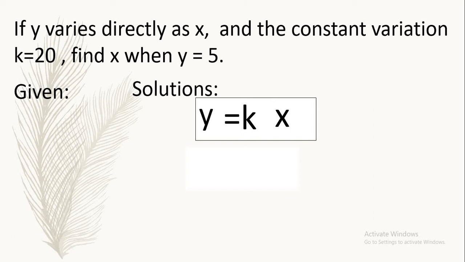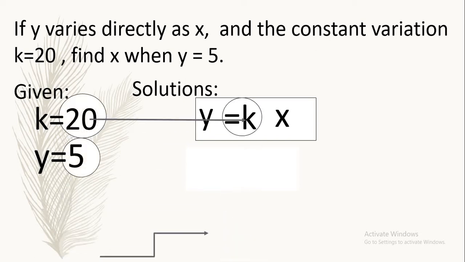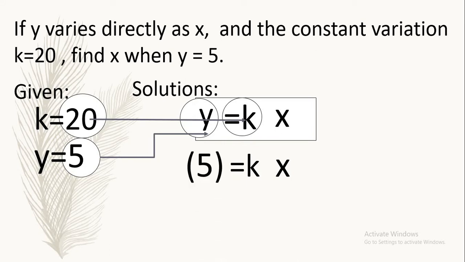If y varies directly as x and the constant of variation k is equal to 20, find x when y is equal to 5. So given natin is k is equal to 20 and y is equal to 5. So if you notice, ang hinahanap naman natin ngayon is x. So madali lang naman mag-substitute kasi dalawang numbers lang yung variable yung papalitan nyo ng value. Okay, so our y is 5 and our k is 20.